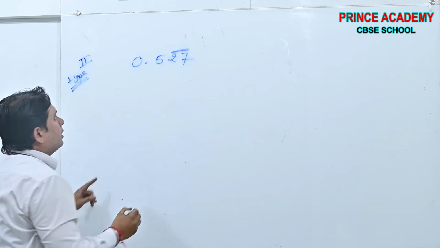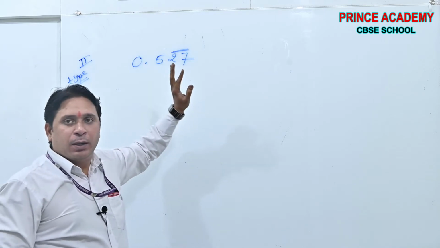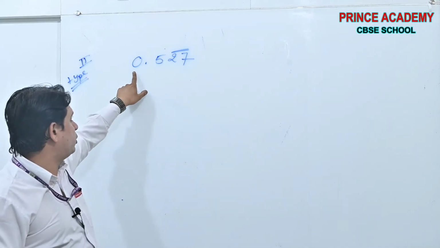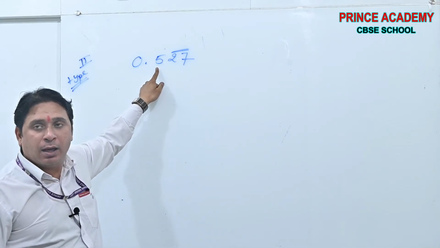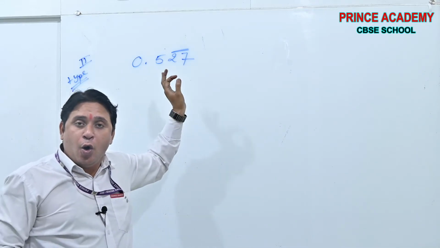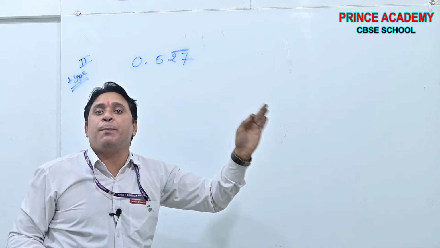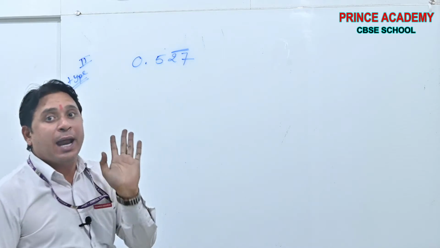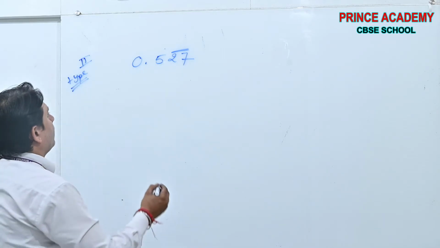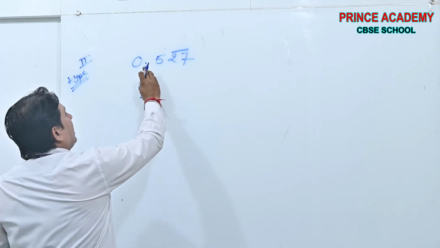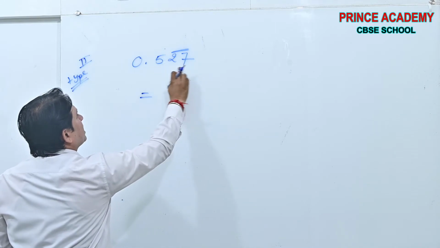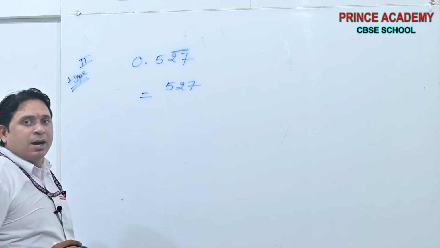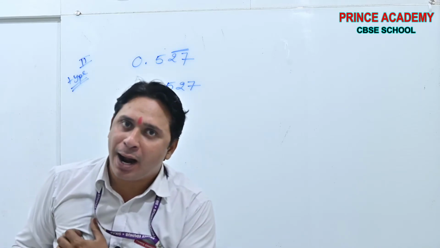See beta. In the first type, before decimal was nothing, like 0, and after decimal no digit was non-repeating. But here, one non-repeating digit is there now. Now see how you can find the answer. Write the whole part after decimal: 527.